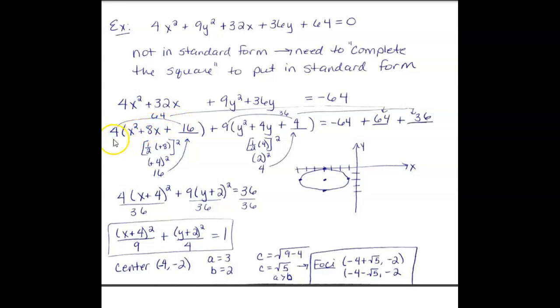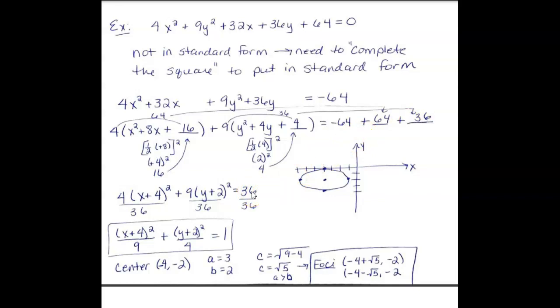So next I have the 4 still sitting out in front. This thing now should factor. It factors into x plus 4 quantity squared. Plus 9. This trinomial factors into y plus 2 squared equals, these numbers would add up, these would cancel, so we would just add up to a 36.